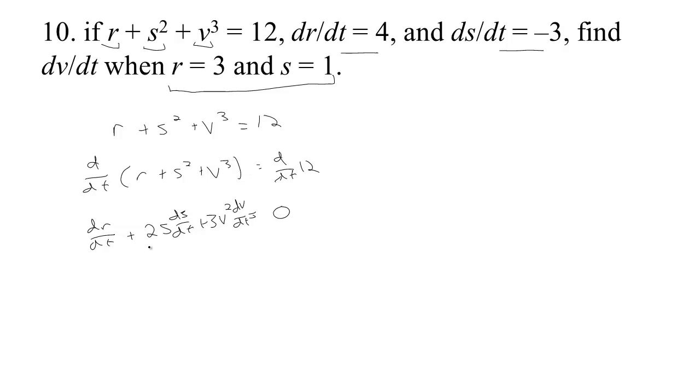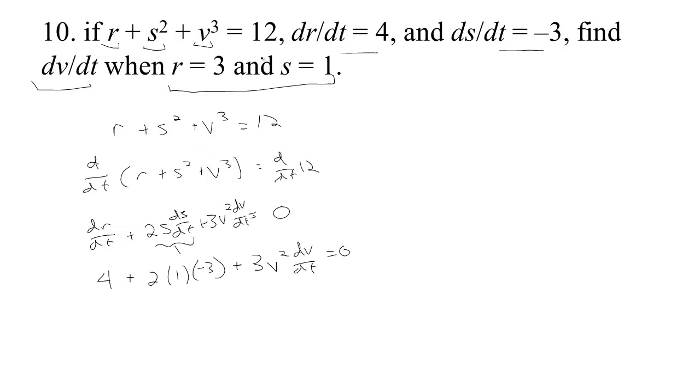Now, we're told what the value of dr/dt is, right? We're told that that's 4, and we're told that the value of s is 1, and that the value of ds/dt is negative 3. So we have 2 times 1 times negative 3 for this, and then we have 3v squared and dv/dt, and that's all equal to 0. I can almost get dv/dt, that's what they asked me for, but I need to know what v is.